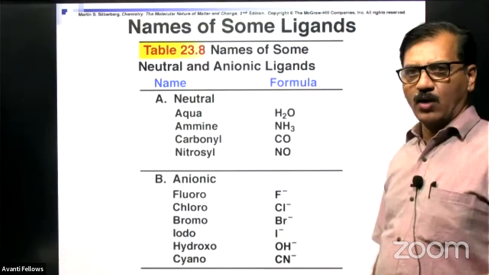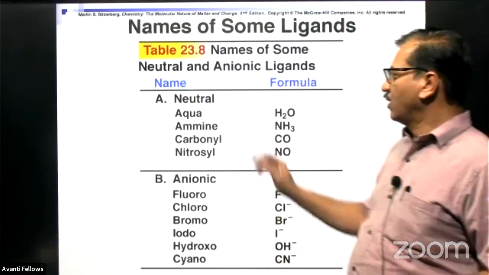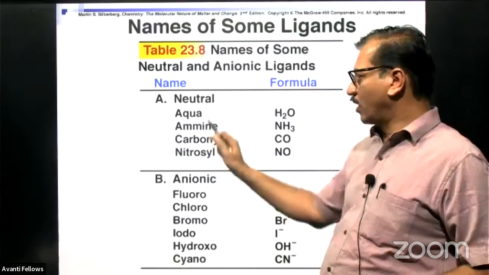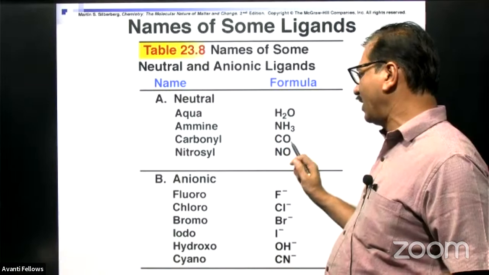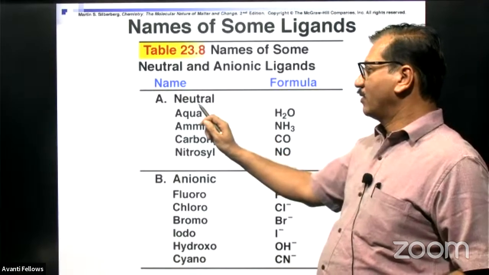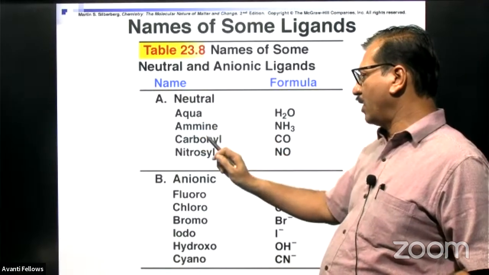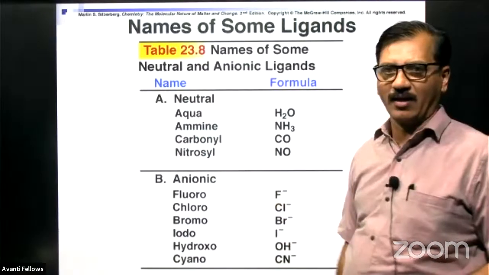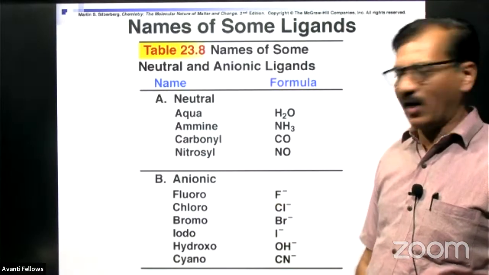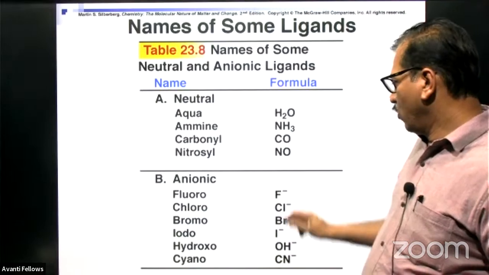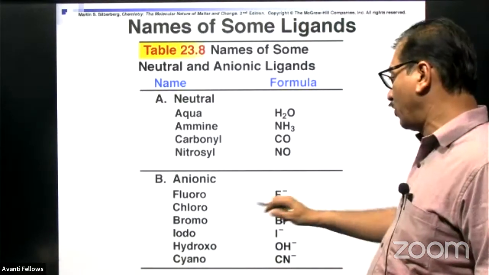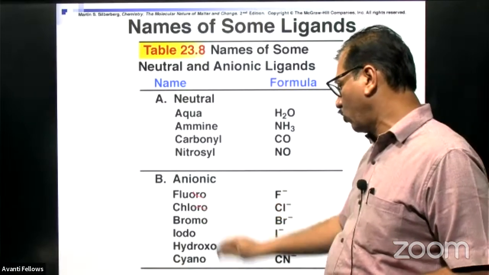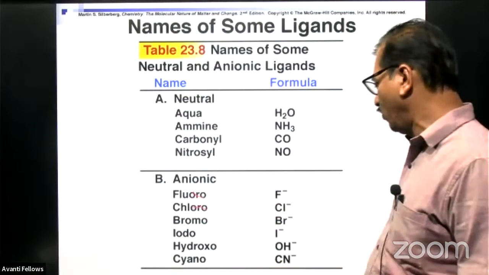Now, specific cases. If the ligands are neutral, like water, ammonia, carbon monoxide, nitrogen monoxide, then they are named as aqua, amine, carbonyl, nitrosyl. This is the way we have to spell while naming. Fluorine is fluorido, chlorido, bromido, iodido, like that.